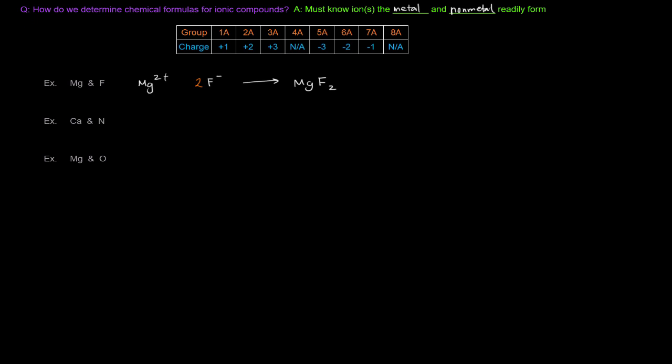Now, you could think about it that way, and you should understand it that way, but the shortcut way is to do this. If you have Mg2+ and F-1, you could use the crisscross method, and say that this number will be the subscript for this element here, and this number will be the subscript for the element here. So what you would get is Mg1F2, but ones do not need to be explicitly written, so that would really just be MgF2.